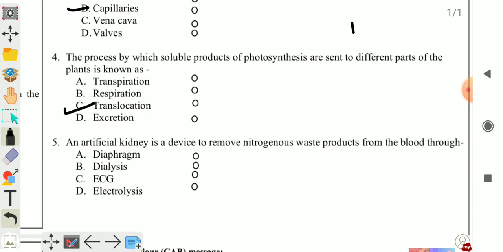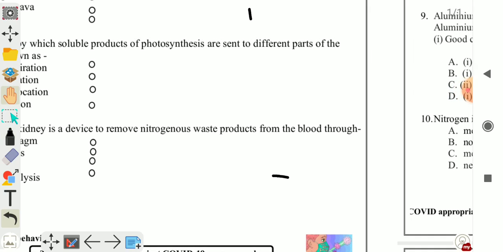Translocation. Question number 5. An artificial kidney is a device to remove the nitrogenous waste product from the blood through A. diaphragm, B. dialysis, C. ECG, and D. electrolysis. So the correct answer will be B, dialysis. dialysis के थ्रू क्या करते हैं हम? Through dialysis we remove nitrogenous waste product from the blood of a kidney patient. Next question.